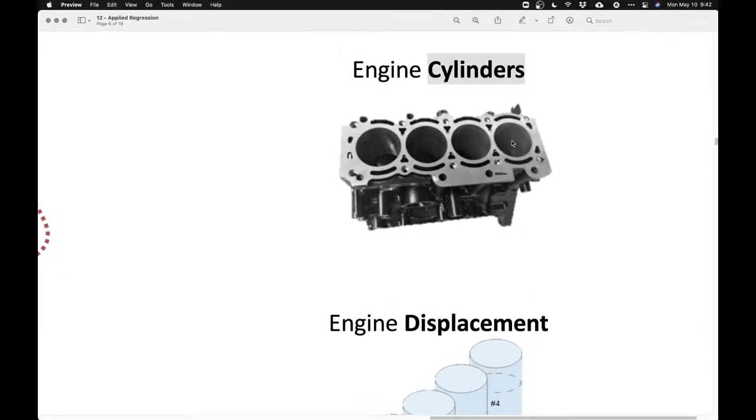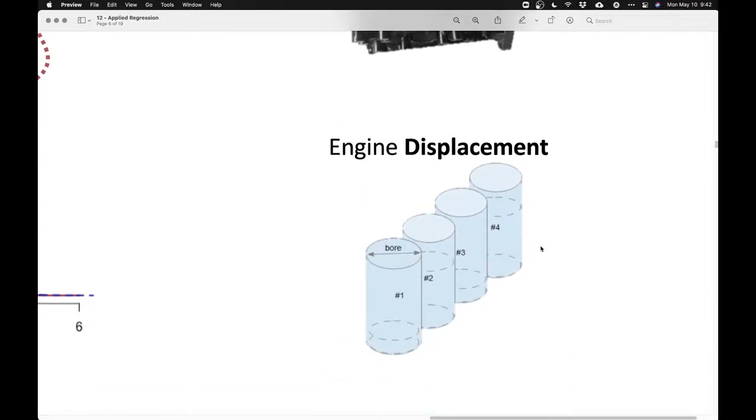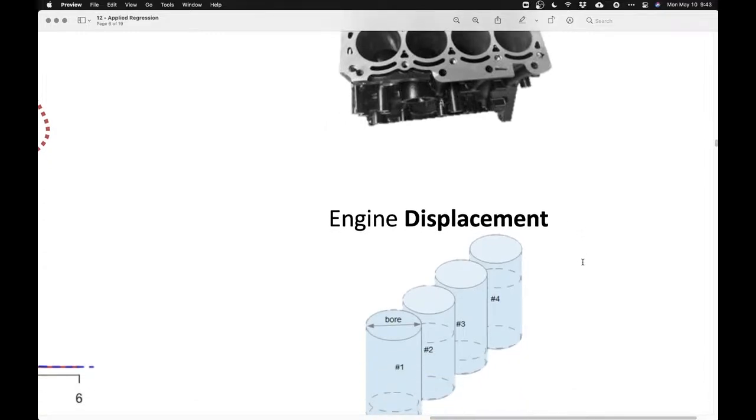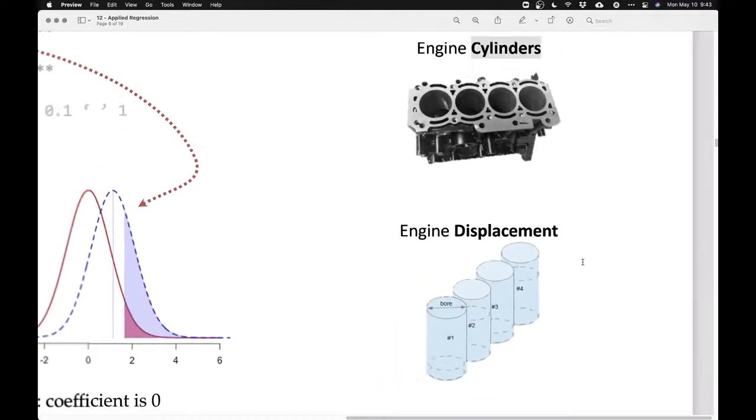Displacement. Now two cars can have, let's say, 4 cylinders. Like we have two cars, each of them has 4 cylinders in their engine. However, in one car, the cylinders are a little bit bigger than the other car. So that car will probably have a little bit more power because it can burn more fuel with every pump. The volume of all the cylinders combined is called the displacement. So cylinders tells you how many pistons and cylinders, and the displacement tells you the volume of these cylinders combined.